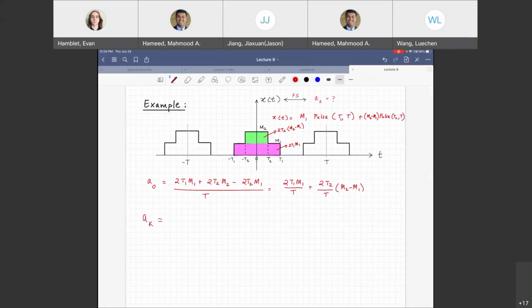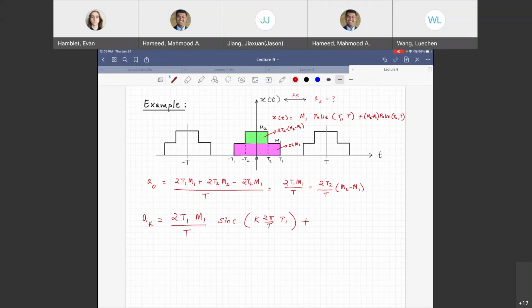What is A sub k going to be? We are going to do this for the first one, then for the second one, while using linearity. So what is it going to be for the first one? This piece, M1 pulse T1 T. I have M1 multiplied by 2T1 divided by T, sinc of k omega naught T1. What is omega naught? 2 pi divided by T. You guys agree with that? That's for the first, the pink rectangle.